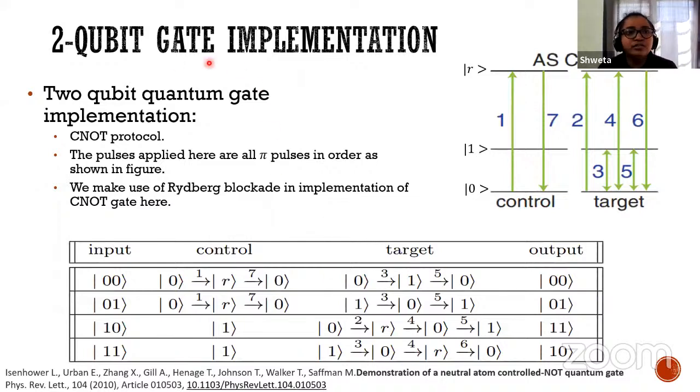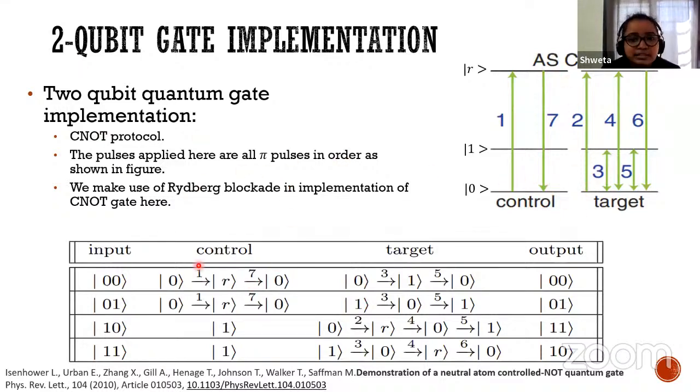And now, coming to the two-qubit gate implementation, as I showed in the circuit we got from the Qiskit simulation, we were using the two-qubit CNOT gate. So how can this CNOT gate be implemented? This figure shows the CNOT protocol. The pulses applied here, in the order 1 to 7, are all pi pulses, and we also make use of the Rydberg blockade in the implementation of this CNOT gate.